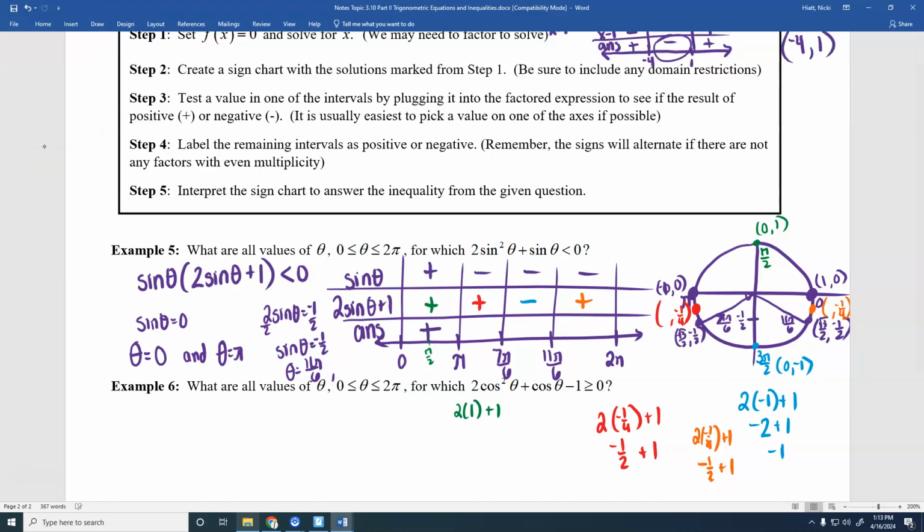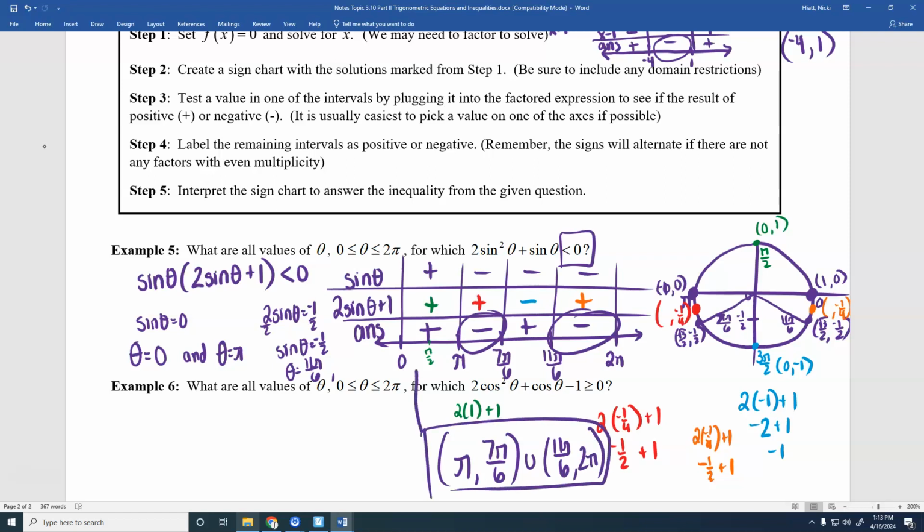This will be positive for our answer. This will be negative, positive, negative. Which ones are the answers, the positives or the negatives? The negatives, because it said less than 0, so that's negatives. So my answers for this, I realize I'm using all this space for example 6 because I've run out of room, would be from pi to 7 pi over 6. Would I use brackets or parentheses? Parentheses because it's a less than. And then I'd have 11 pi over 6 to 2 pi. And that would be my answer for number 5 right there.